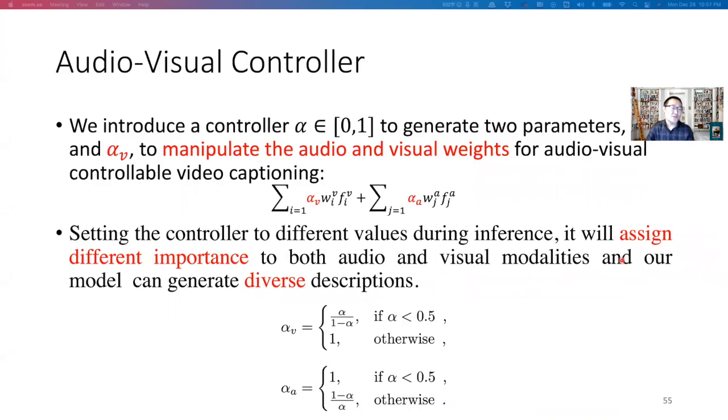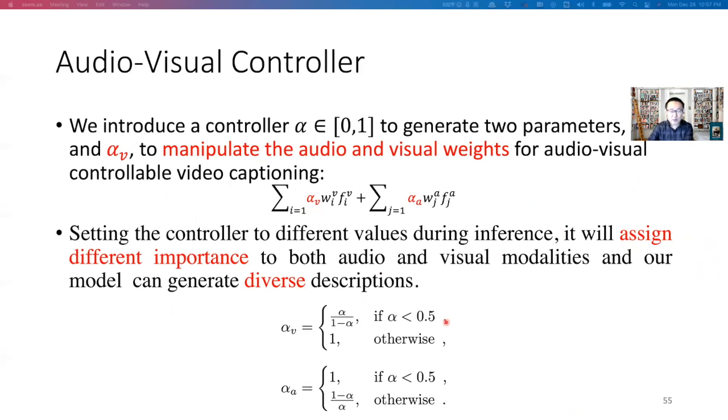We introduce a controller alpha to generate two parameters, alpha A and alpha V, to manipulate the audio and visual weights for audiovisual controllable video captioning. Setting the controller to different values during inference will assign different importance to the audio and visual modalities, and our model can generate diverse descriptions. Here is the formula for the two parameters.